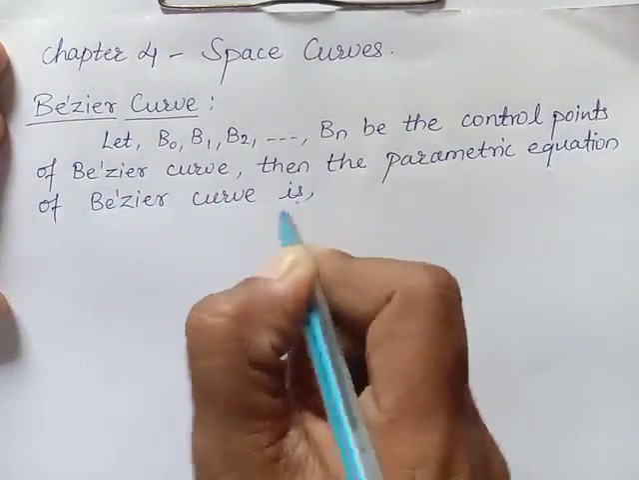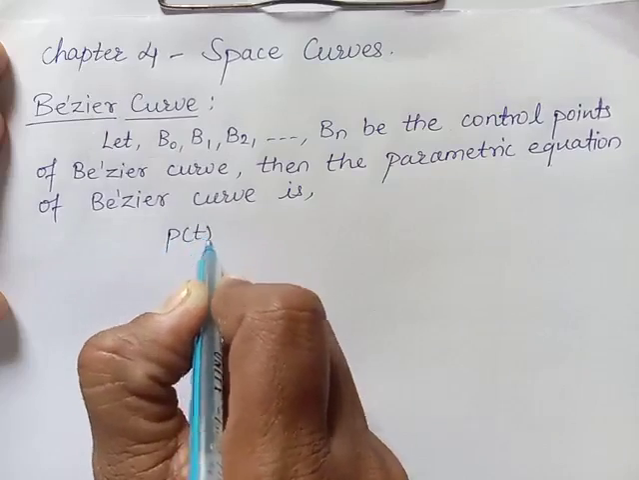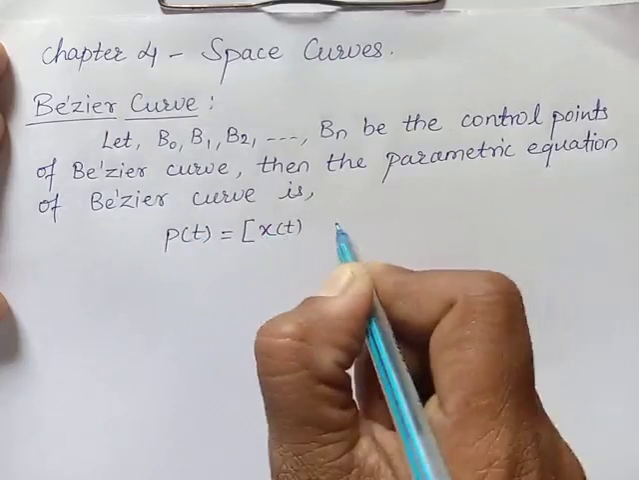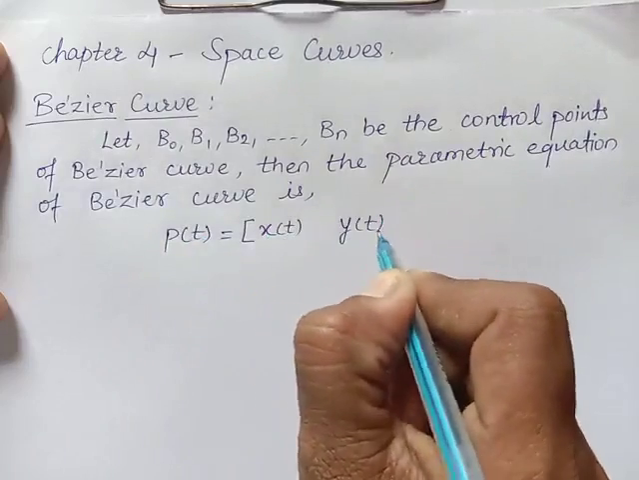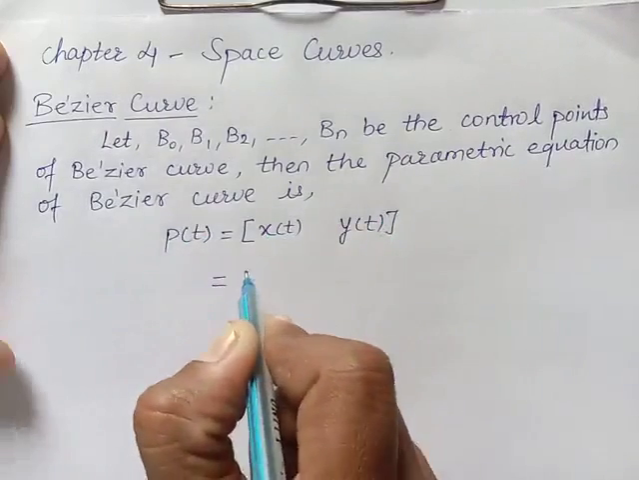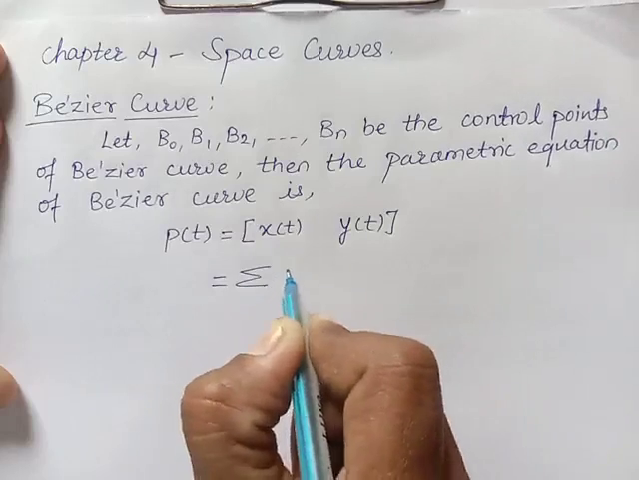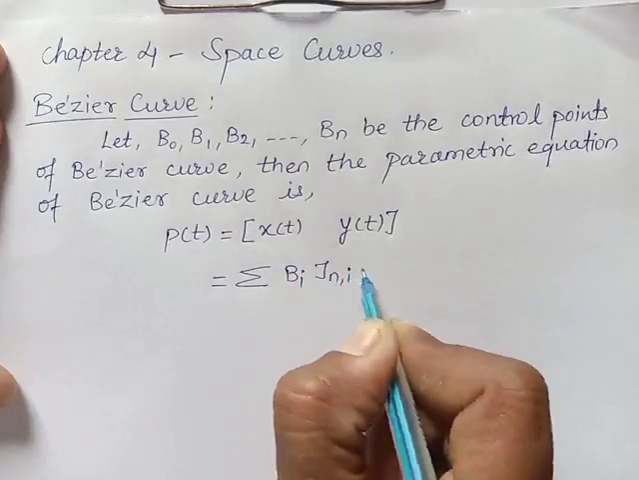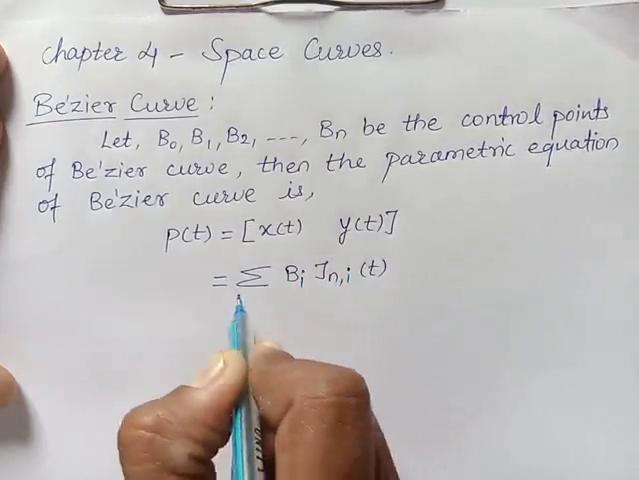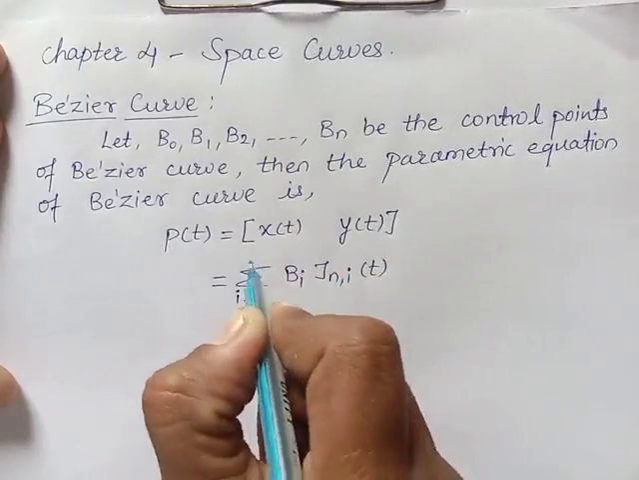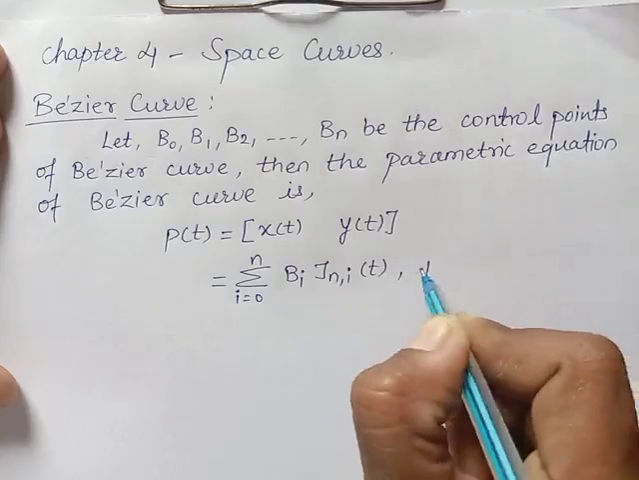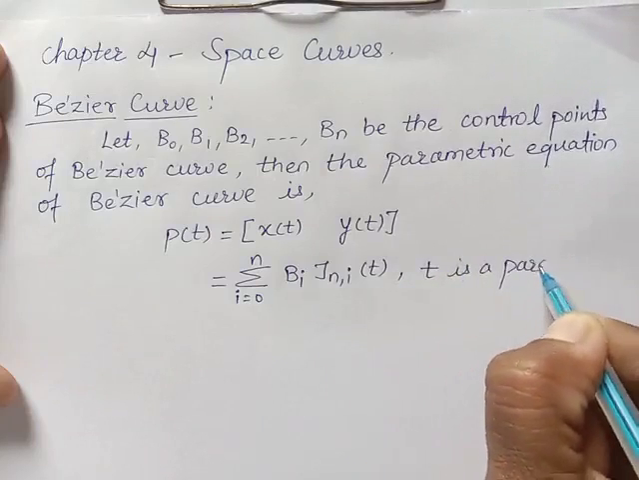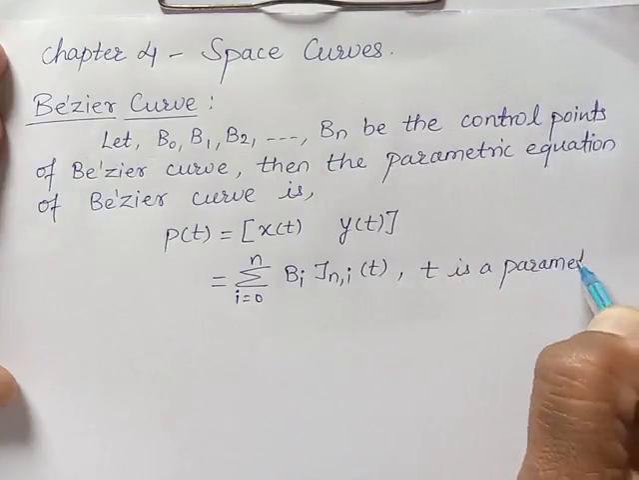it is represented as P of t equal to, this is nothing but points x of t, y of t, or it can be written in a summation form also. Summation Bi Jni of t, i goes from 0 to n, where t is a parameter. This is a parametric form of a Bezier curve.